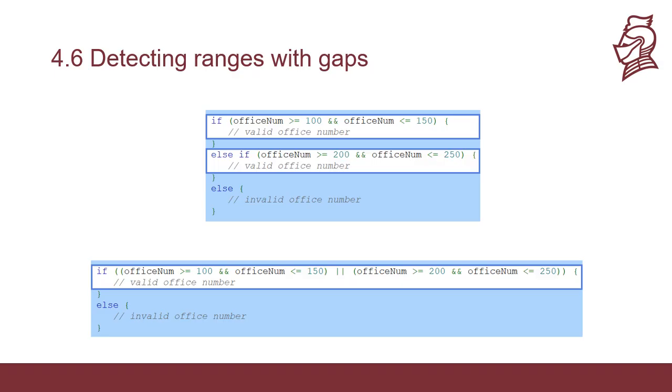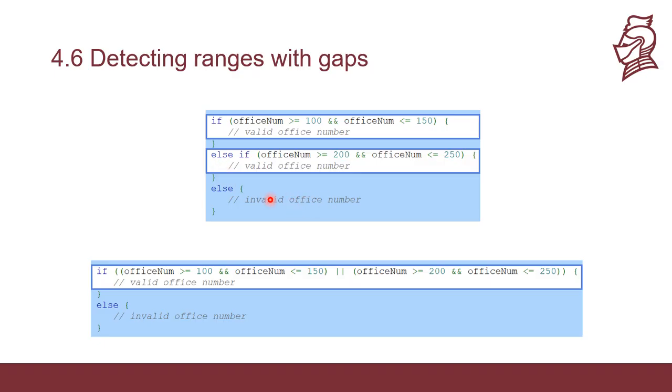Again, this is an example where you have some gaps. And you'll notice up here we use an if else. So if office number is greater than or equal to 100 and office number is less than 150, it's a valid number. Else if the office number is greater than or equal to 200 and less than or equal to 250, it's a valid number. Otherwise, it's not valid. It's a bad number.